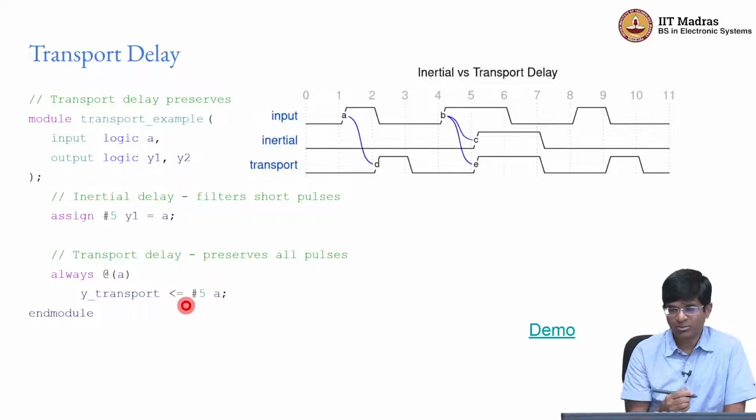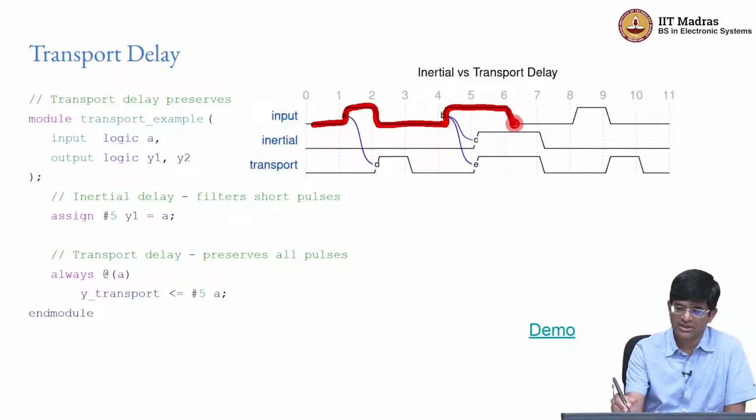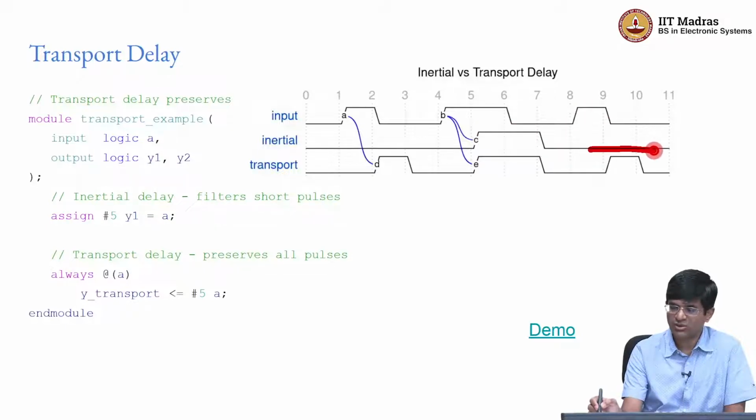Just to illustrate the point about the difference between inertial and transport delay, you can see that the input had a short pulse over here and a longer pulse over here. And what we can see is that in this case, this short pulse did not even make its way through to the output, but the slightly longer pulse actually showed up over here, and when it went back to 1, it basically went over here. This second short pulse again was not even seen at the output.